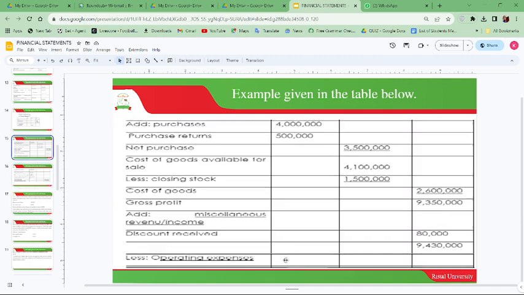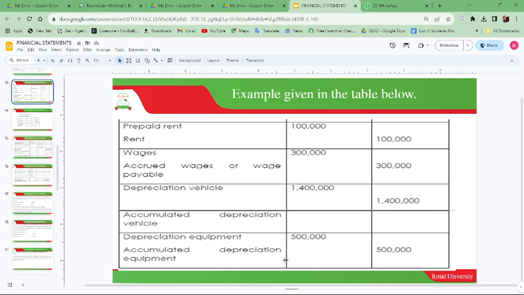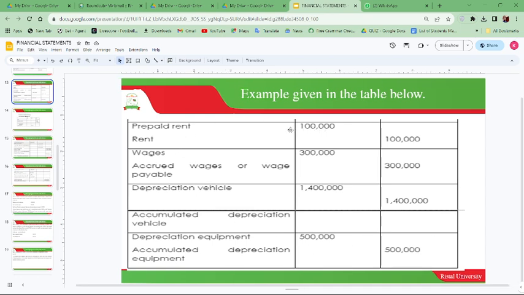So here it means our prepaid rent was 100 and then the rent was 100. We want to balance up. That's why we put, yes, rent was 100.